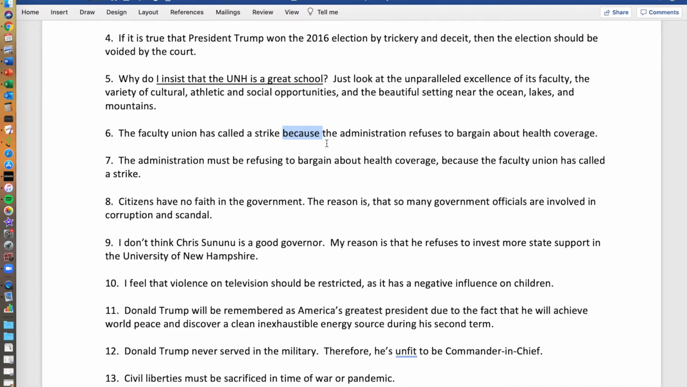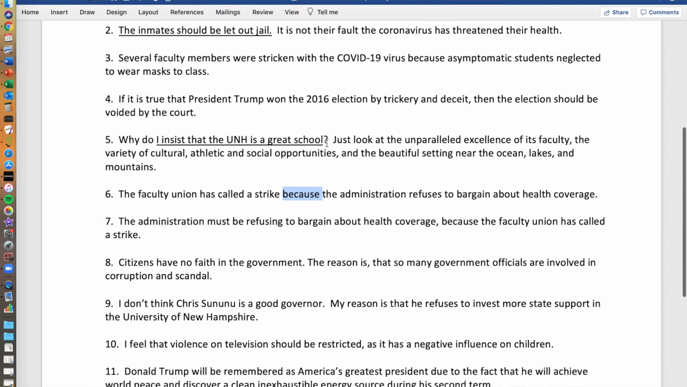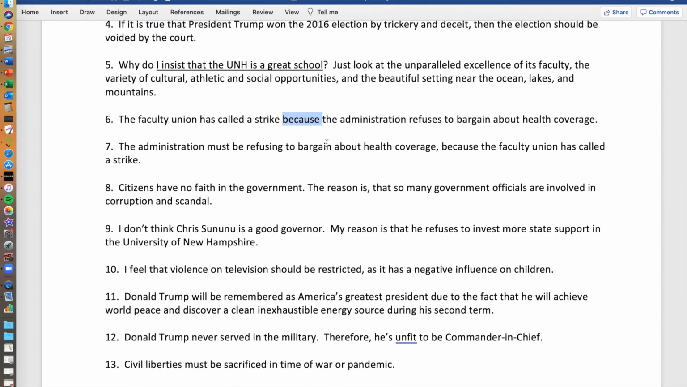Does this indicate inference making or arguing? Or is it like the previous example, which we had in number 3, which simply explains the reason why something is happening, all right? So let's read the sentence again. The faculty union has called a strike because the administration refuses to bargain about health coverage. Now, if this was an argument, it's the second statement, the administration refuses to bargain about health coverage, that would have to be the evidence because it's what follows because.